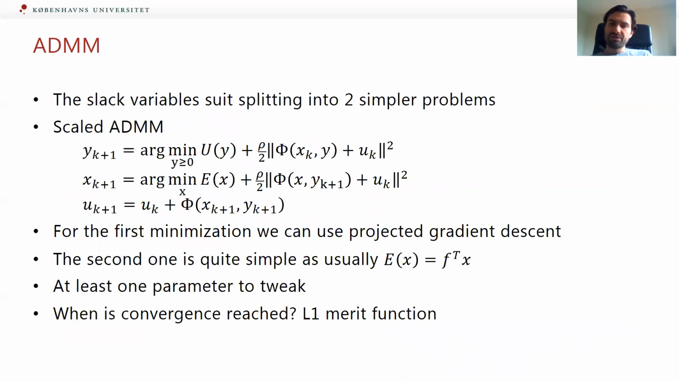The problem just stated fits very well within the framework of the alternating directions method of multipliers, or ADMM. We obtained two sequential minimization problems, one solving for elastic energy using principal stretches and the other one solving for external forces. The last step is simply a scaled dual gradient descent. For the first minimization, we can use a projected gradient descent to enforce the bounds. The difficulties here are that you need to tweak the penalty factor rho, and you need to decide when convergence has been reached. We do not have a clear solution yet for the former, but for the latter we use the L1 merit function with good results.